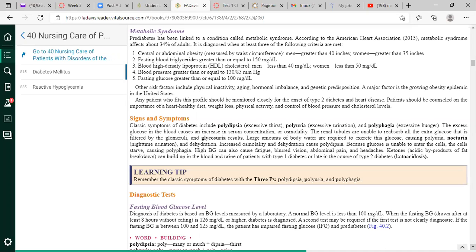And it tells you the ketones can build up in blood and urine of patients with type 1 diabetes or late in the course of type 2 diabetes can experience ketoacidosis.